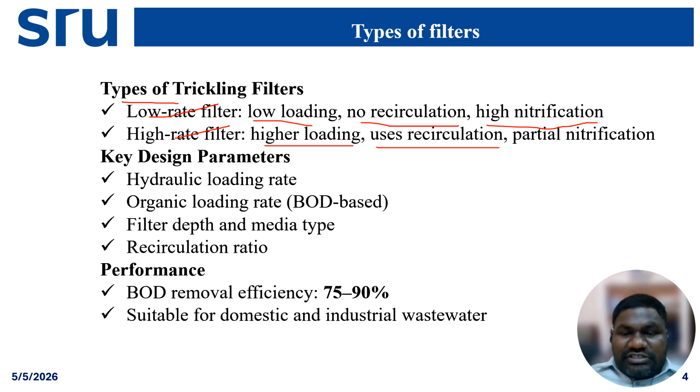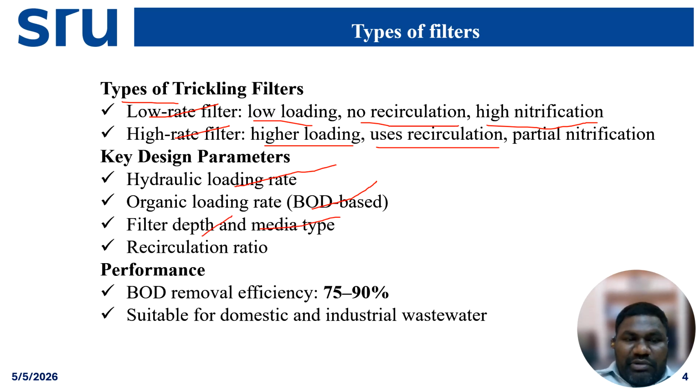Then what are the key design parameters? One is the hydraulic loading rate. The second important one is the organic loading rate, that is BOD based. Then the filter depth and the media we are using. Then the recycling ratio. If you are using the high rate filter, we need to go for the recycling ratio. If we are using the low rate filter, there is no recirculation.